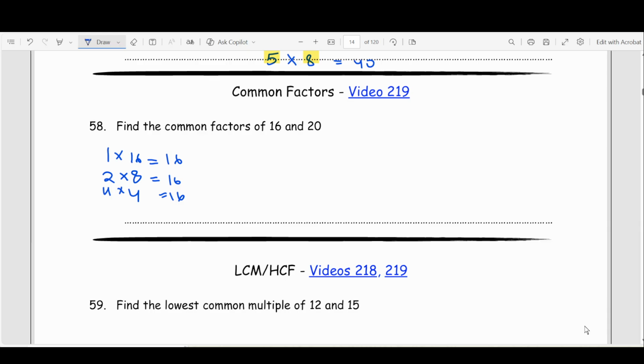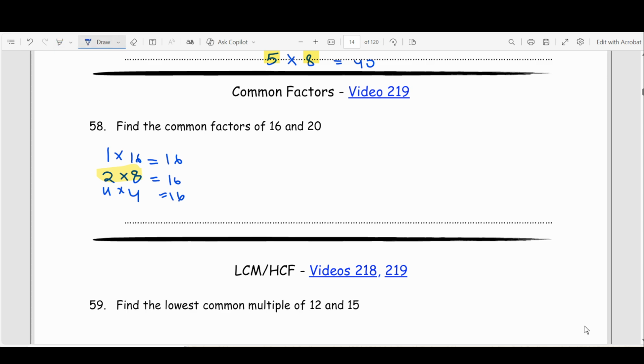Yes or no? 5, 6, 7. It does not. What about 8? 8 times 2. Yes. So again you can see 8 times 2 is repeating, right? So here you can stop. Only these are the factors.